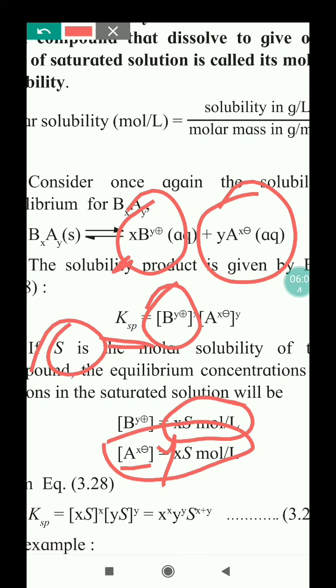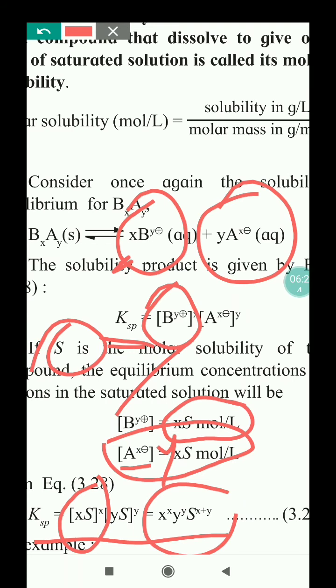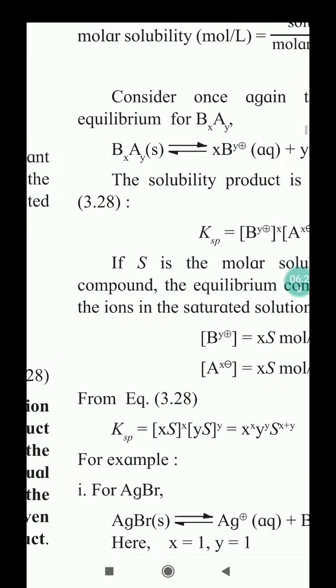Now putting these values in this equation, we get Ksp equal to xS raised to power x times yS raised to power y. So simplifying again, Ksp is equal to x^x y^y S^(x+y). This is the equation for solubility product.